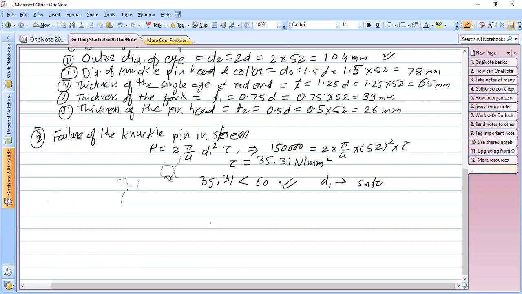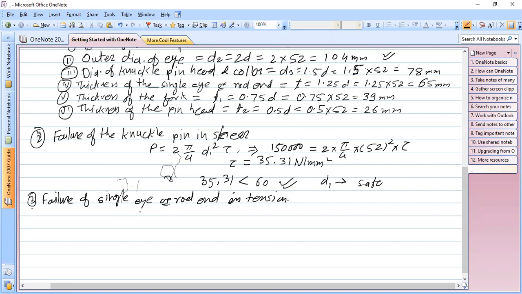So the first step is over, the second is over. Now we'll come for step number 3. What is step number 3? We have to check the failure of the single eye or rod end in tension. We have to check this one.